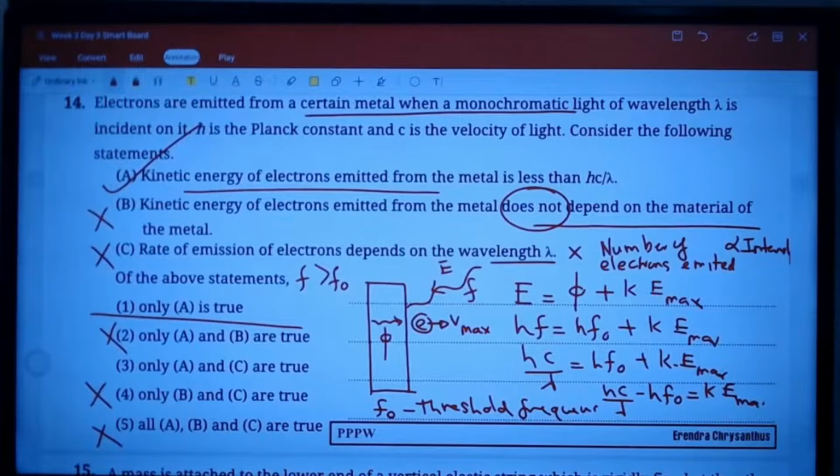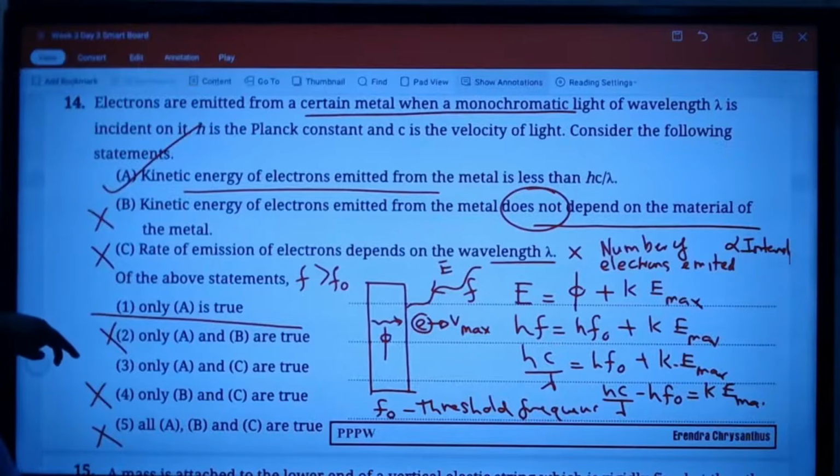So if you know your theory, you can see how simple it is. Number of electrons emitted depends on the intensity of light, right there. Write down reasons, then quickly we can move on.